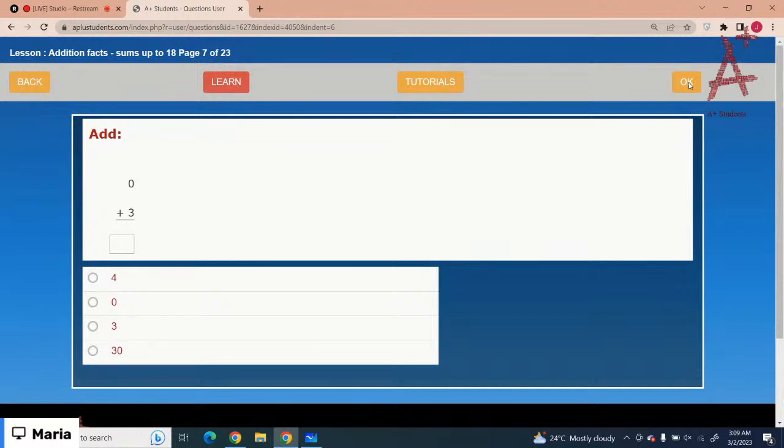Okay, the next one is 0 plus 3. Adding 0 to any number equals the same number. So 0 plus 3 equals 3. Got it? That means when you add 0 to any number, the answer equals the same number. So 0 plus 3 equals 3.